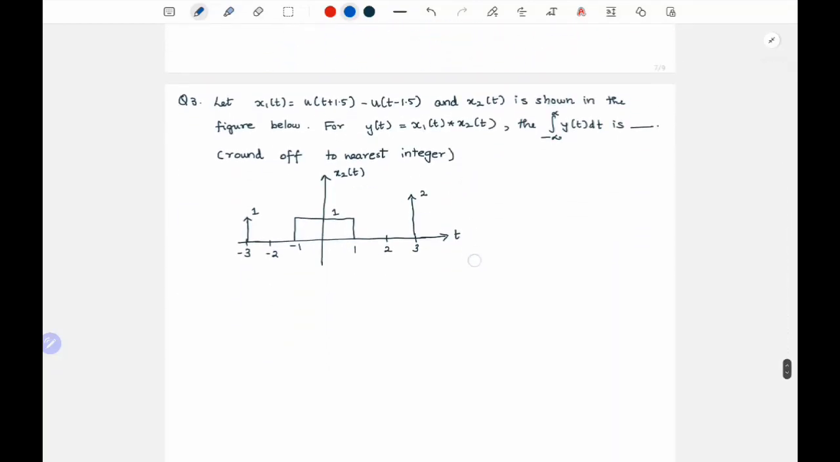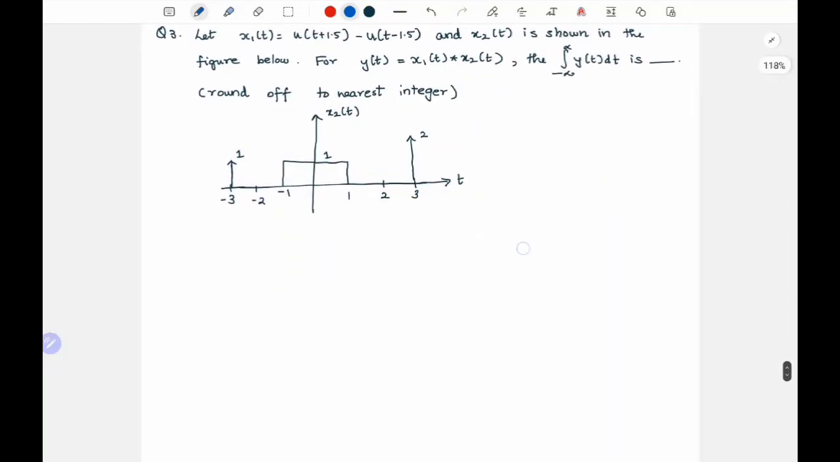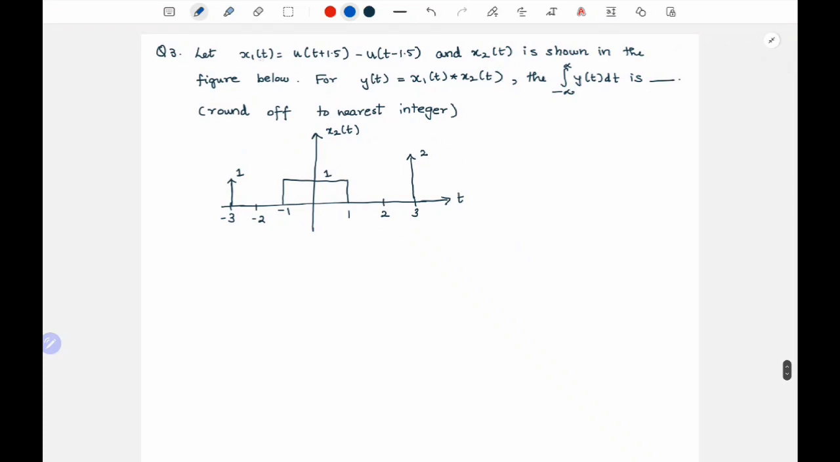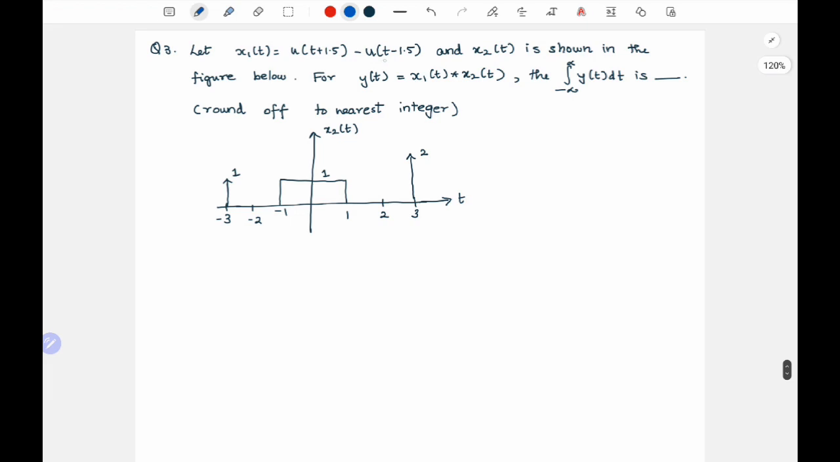Moving on. We have question number 3. We have x1 of t equal to u of t plus 1.5 minus u of t minus 1.5. So how does x1 of t look? It starts from minus 1.5 and at 1.5 it goes to 0, and the amplitude is 1.